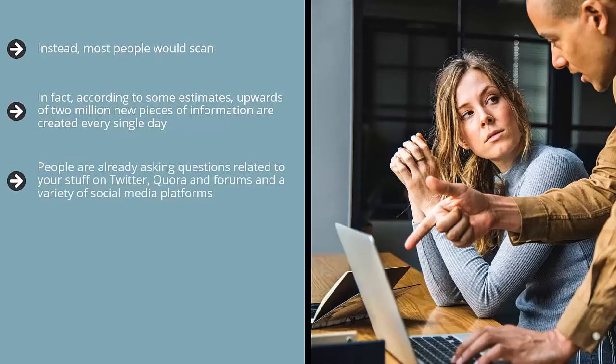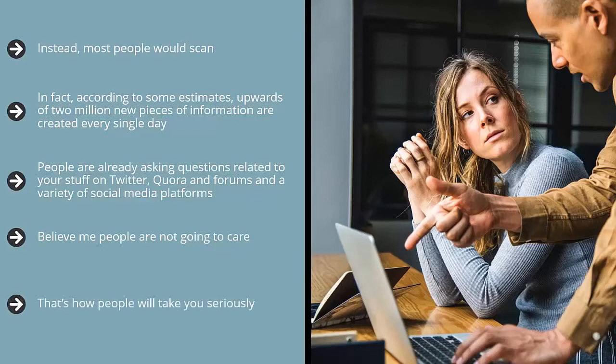How? People are already asking questions related to your stuff on Twitter, Quora, and forums, and a variety of social media platforms. Your job is to find those places and slip your content into existing discussions. In other words, if you are in a forum, it's probably not good for you to create a specific discussion about what you're promoting. Believe me, people are not going to care. However, people will care when somebody already asked a question and then other people are giving their answers, and then you come in and come up with a much better answer and then supply a stripped down version of your content, and then you end with your link as some sort of source. That's how people will take you seriously.